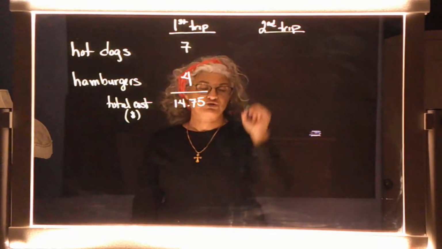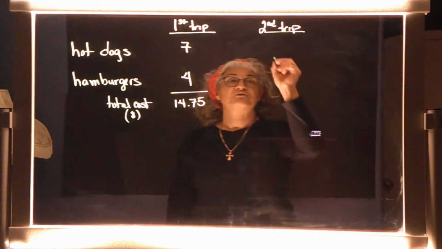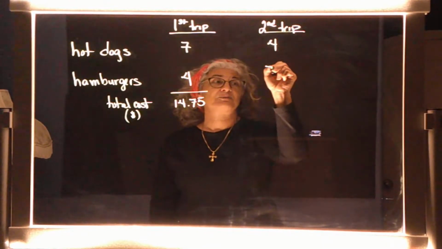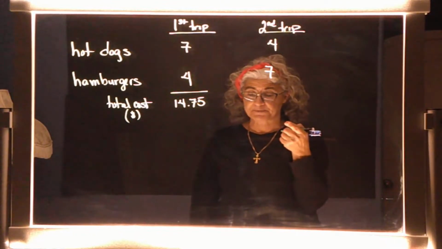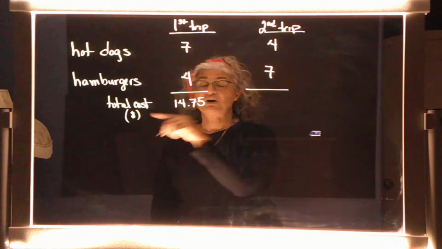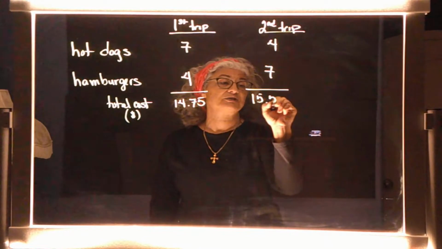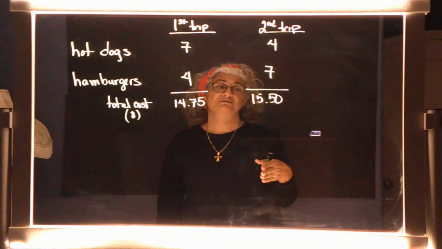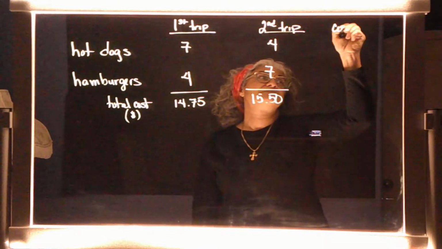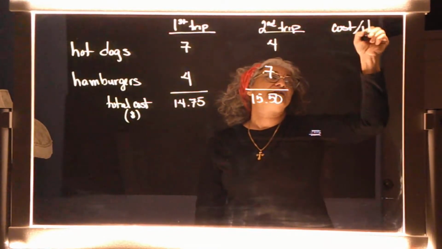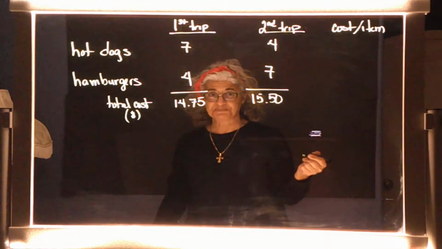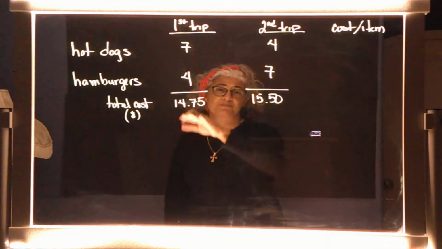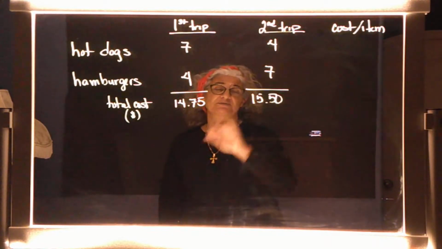Okay. But then they made a second trip to the concession stand. And on the second trip, they bought 4 hot dogs and they bought 7 hamburgers. And on that trip, the total cost was $15.50. And they want to know the cost of each. Well, cost per item. Do we know the cost of each item? Certainly don't. I just know that when they bought this many on the first trip, that's what they paid, and on the second trip, this is what they paid.